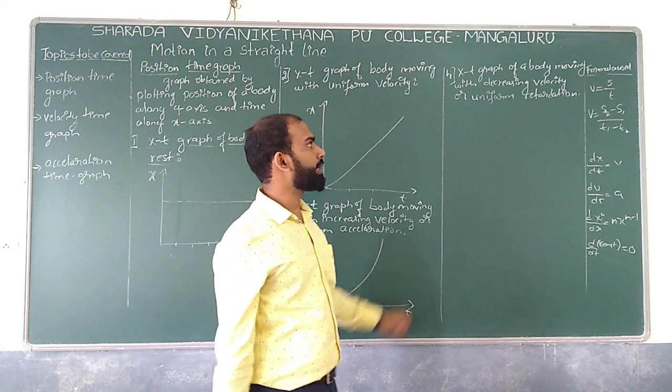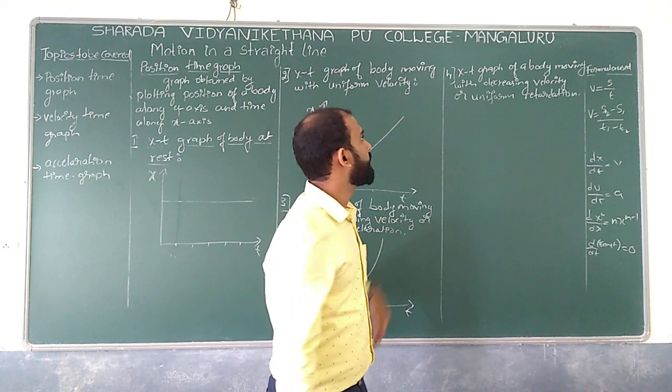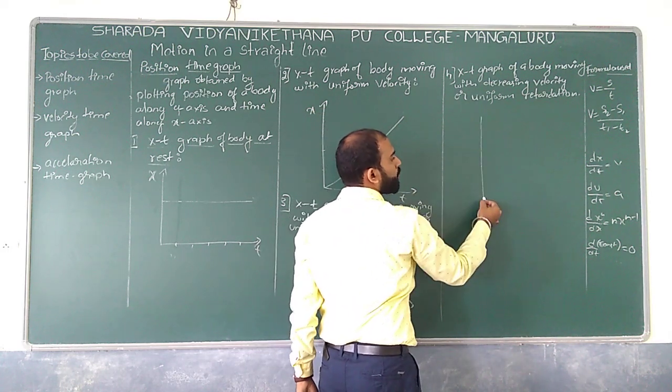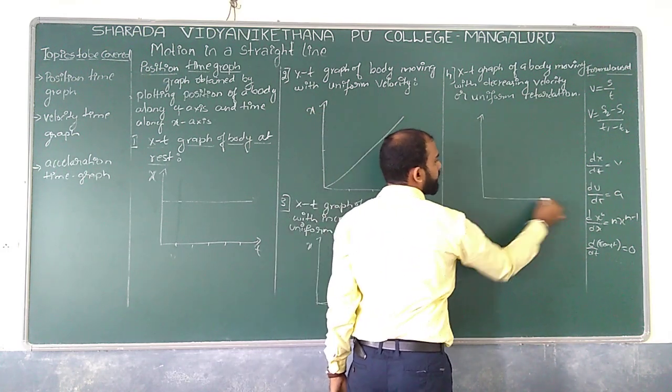Similarly, how do we get decreasing velocity? How to do this? Once again we need to draw it. This is the x-axis and this is the y-axis.